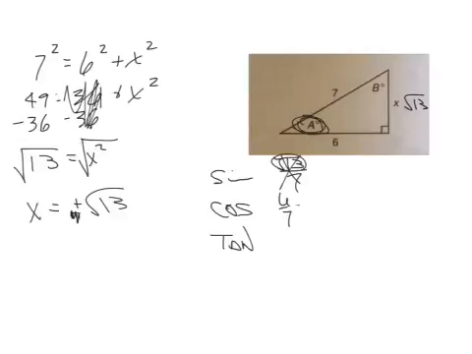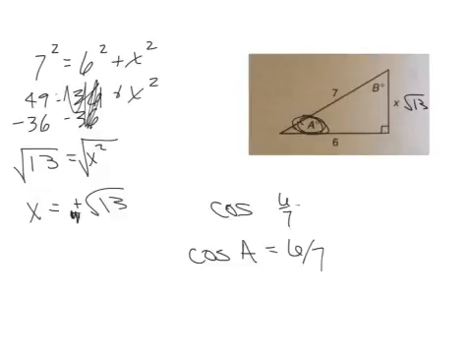And tangent of A is opposite over adjacent. Again, opposite is a square root of 13. I don't want to work with that. You can, but why work with a square root if you don't have to? So the cosine of A is 6 over 7.